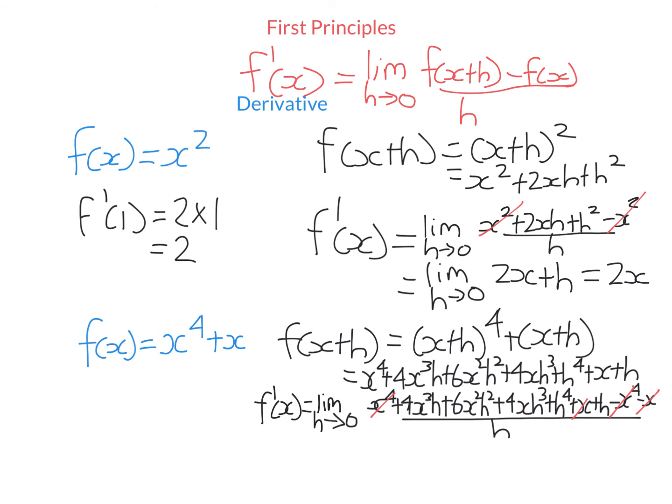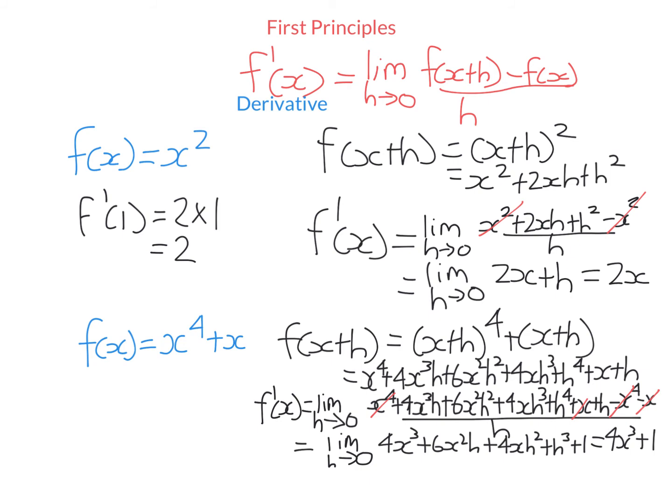You need to divide everything here by h. I've taken each term one by one and divided by h to get this. Now, if I take the limit as h approaches 0, anything with an h in it becomes 0. So I'm just left with 4x cubed plus 1. The derivative of x to the power of 4 plus x is 4x cubed plus 1. So the derivative of a function is a function. And in this derivative, I can put any value of x, and that will tell me the instantaneous rate of change of this function at that point.